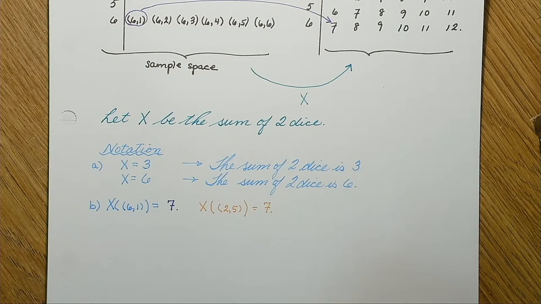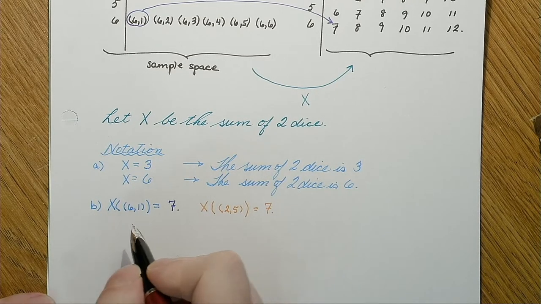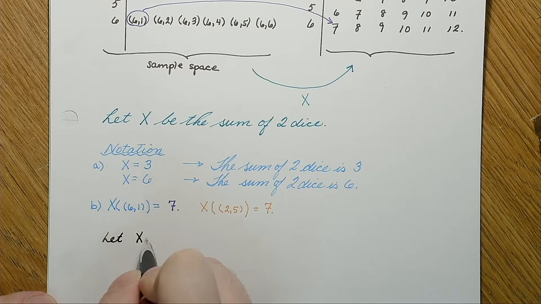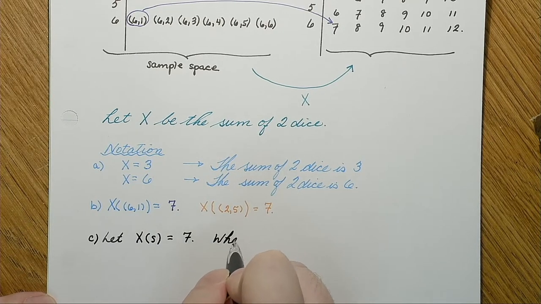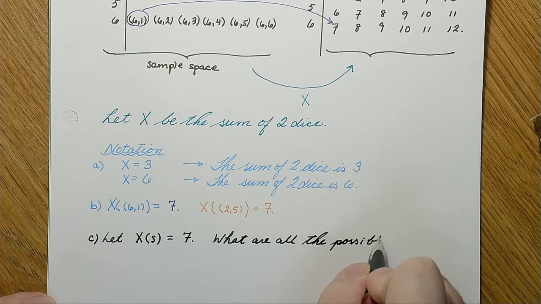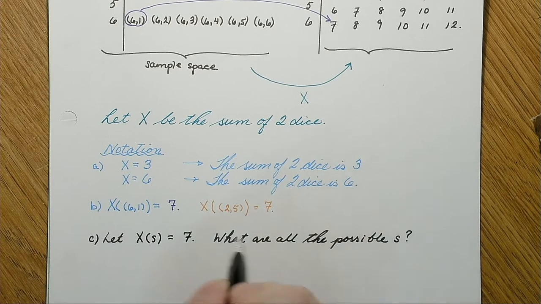So could you express all the x equals 7 as a set? Yes. But you have to be careful then. I would say that, let's say, we'll say example C, and we'll say x equals, let's say 7. So we could do something like this. What are all the possible S? So in the chat, what is that set?